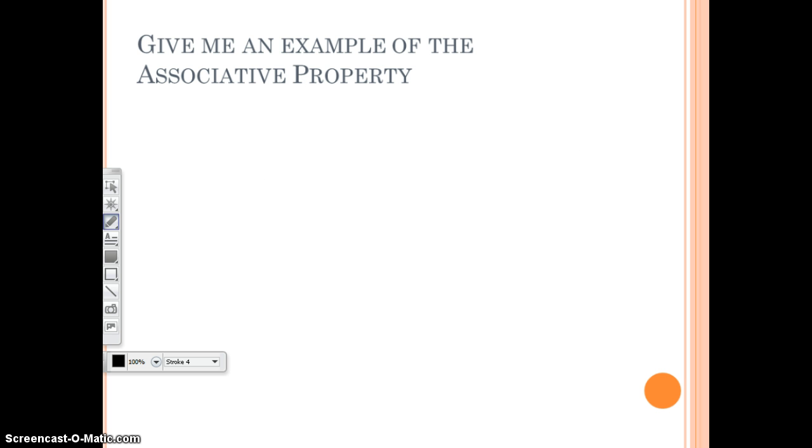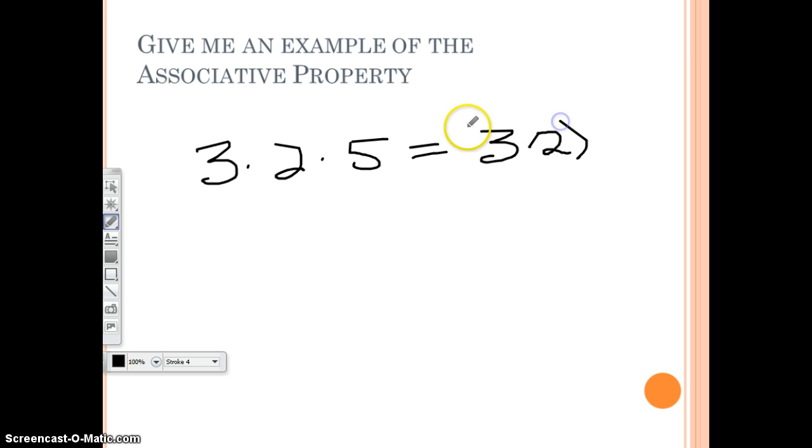Give me an example of the associative property. 3 times 2 times 5 is the same thing as 3 times 2 times 5. They're associating with new friends, but their order has not changed.